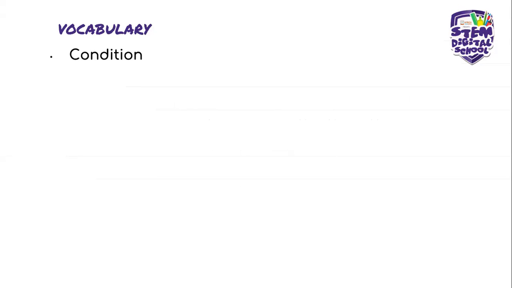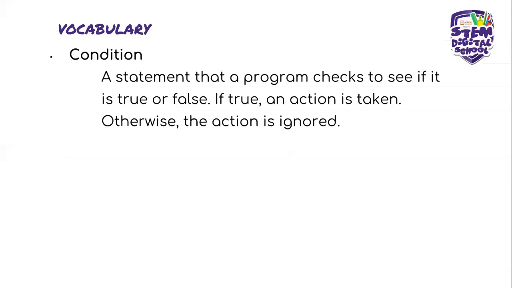Let's quickly see what other words we've got. We've got a condition. Now, who can remember what is a condition? I actually don't want to spend too much time, so I'm going to run through this with you, and then I can ask you some questions while we code. A condition is a statement that a program checks to see if it is true or false. If true, the action is taken. Otherwise, the action is ignored.